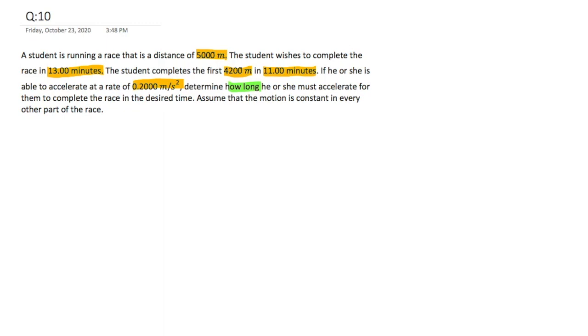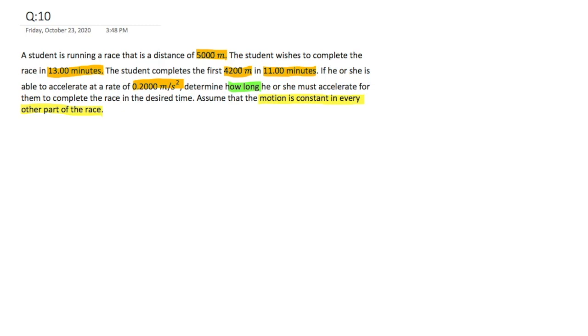Assume that the motion, and this is another key point, is constant in every other part of the race. So the idea here is that there is only accelerated motion in one section. What makes this question so uniquely challenging is that it is multiple sections. It's not just two sections, but in fact, there are three sections. So in order to solve this, we're going to have to start off with a diagram because it really is a lot easier to imagine this in how we approach it.